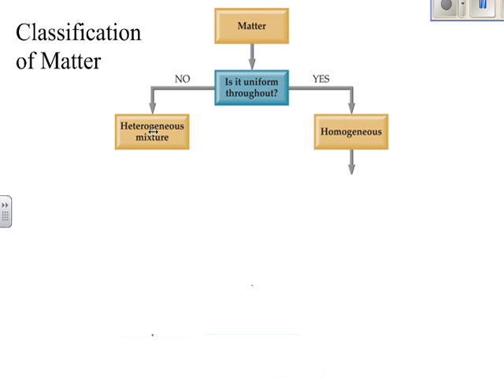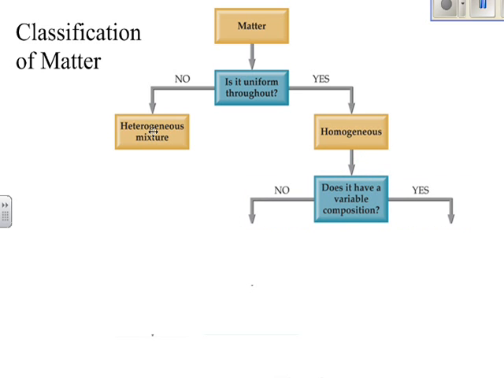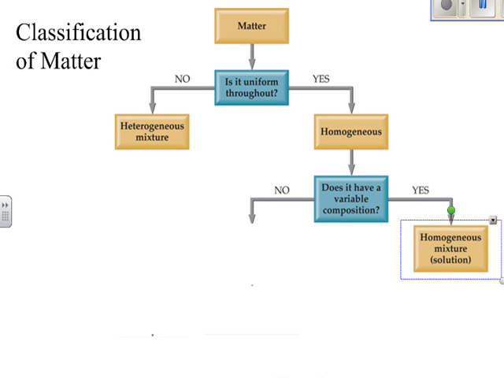The homogeneous sample, we would then want to determine whether it has variable composition or not. Variable composition would mean that it has more than one pure substance contained in it. If the answer is yes, then you would have a homogeneous mixture, which would be a solution. Air is an example of a solution. Salt and water would be an example of a solution.